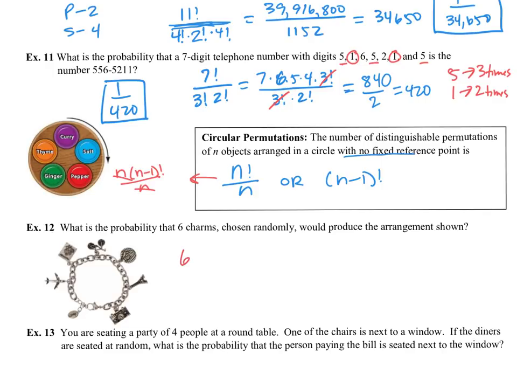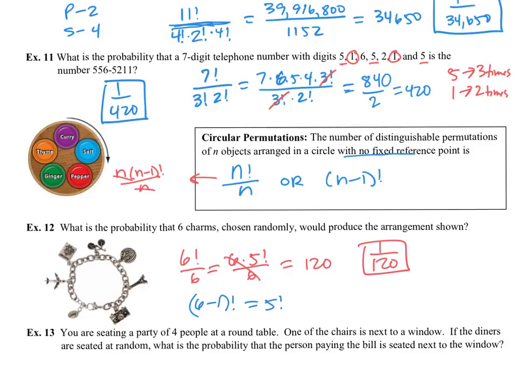Since there are 6 charms, it would be 6 factorial over 6, which is 6 times 5 factorial over 6. Those 6's cancel. We just get 5 factorial, which is 5 times 4 times 3 times 2 times 1, which is 120. So the probability of this happening would be 1 over 120. Now I just want to show you the other way. We could have also just taken n minus 1, 6 minus 1 factorial, and we would have ended up with 5 factorial and gotten the same outcome. So the probability of this arrangement happening is 1 out of 120.